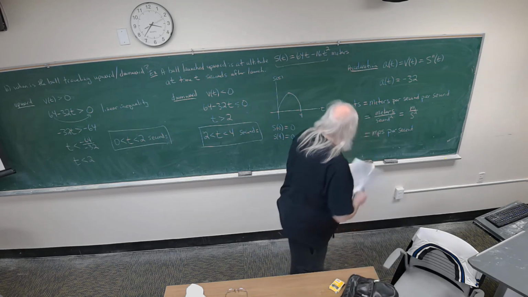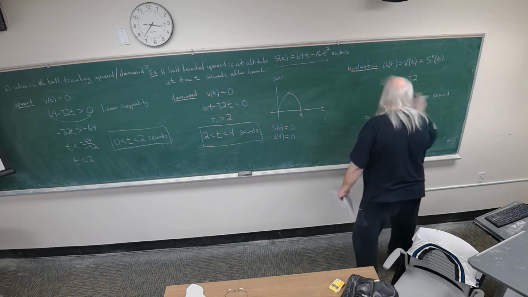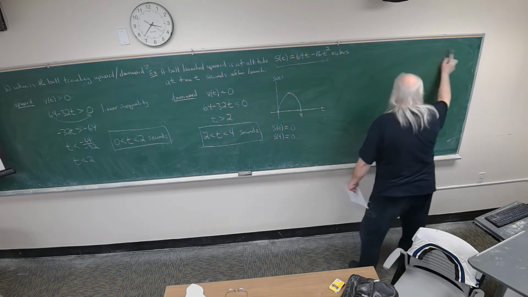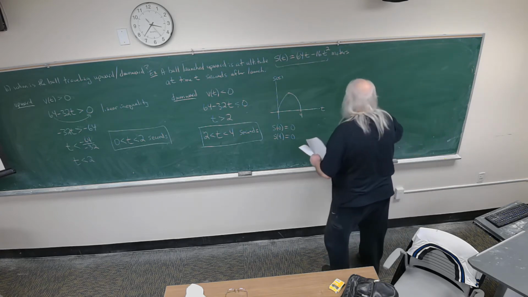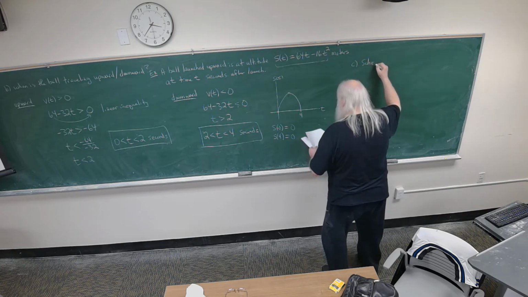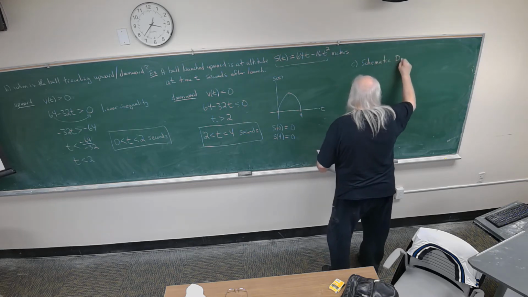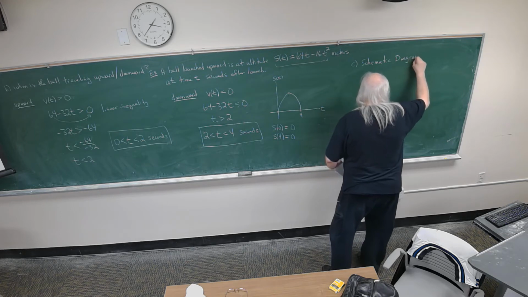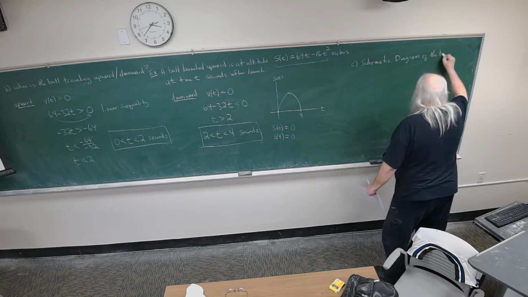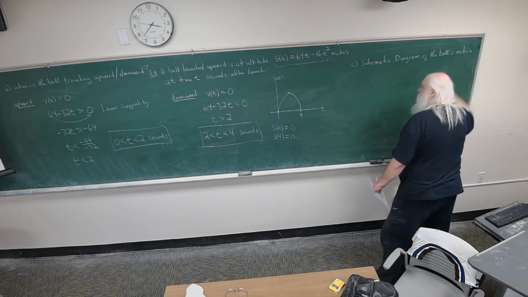So this is the graph. Okay. This S of t is a graph of the height of the ball as a function of time. That is not the flight path of the ball. Okay. So let's draw a schematic, what your textbook calls a schematic diagram of the ball's motion. This is nothing fancy. It's just a visualization of the problem.